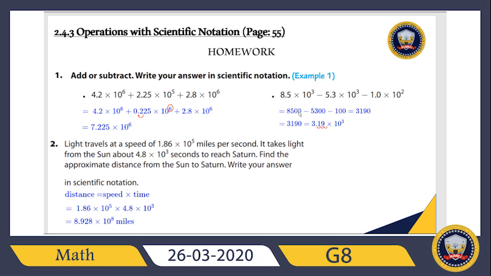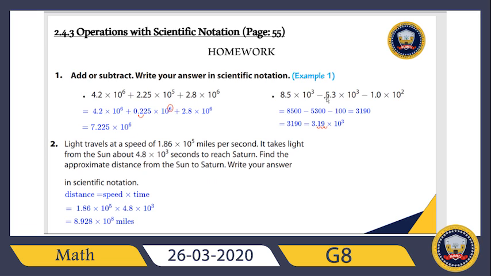So I converted this number to standard notation. What is it? It's 10 to the power of 3. So in order to make it 1 here, I should move my decimal point to the right. How many places? 3 places. So 1, 2, 3. 1, 2, 3. So this number is equal to 8,500.